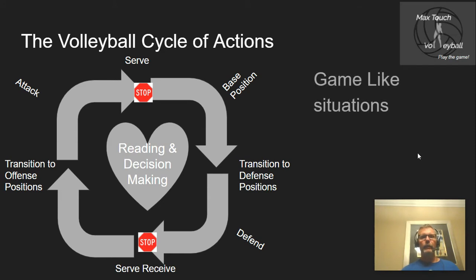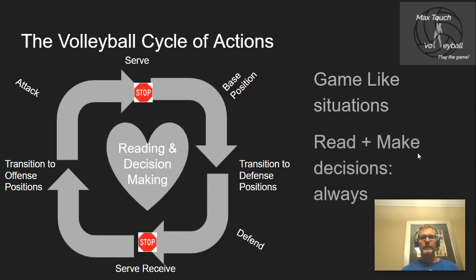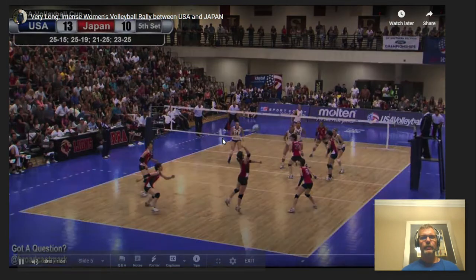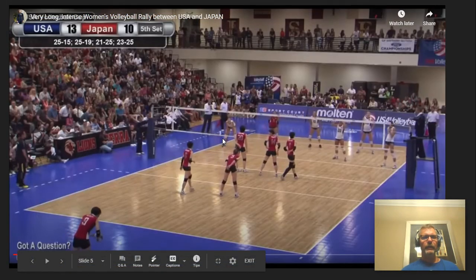At Max Touch Volleyball, we believe that game-like situations are the best way to train, and so we encourage you to always look at those. As I said before, reading and decision-making should always be a part of your training sessions. So let's watch this match, a little snippet, between Japan and the USA.